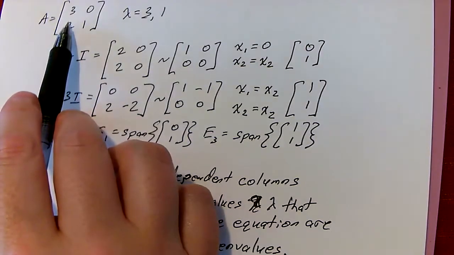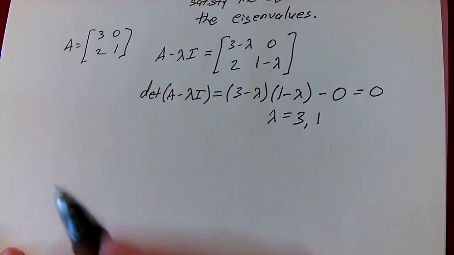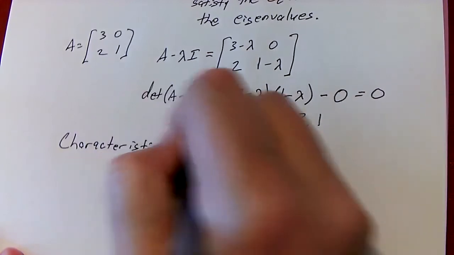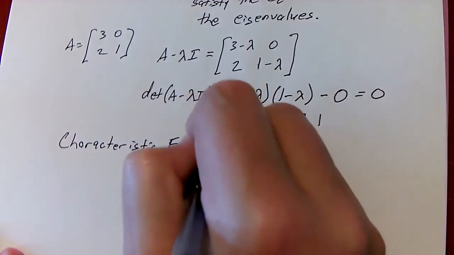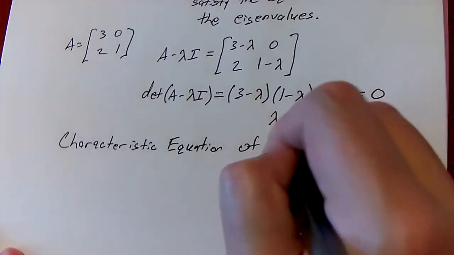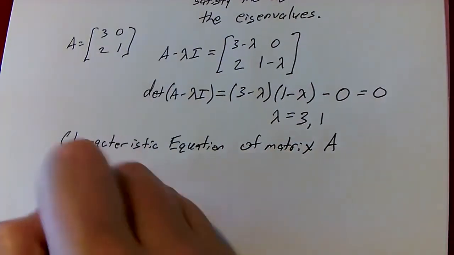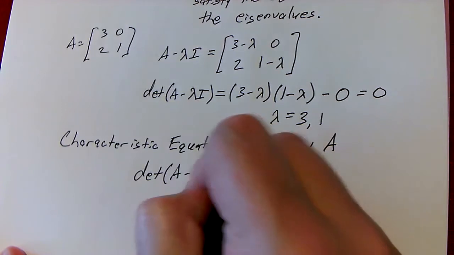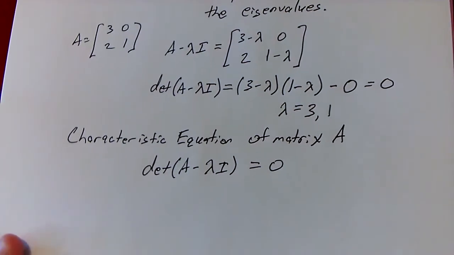Okay? So this mechanism is called the characteristic equation. Okay, the characteristic equation of matrix A is the determinant of A minus lambda times I equals 0. And the solutions to the characteristic equation are the eigenvalues. And once you know the eigenvalues, you can find the eigenvectors, similar to what we've done to this point already. Okay?